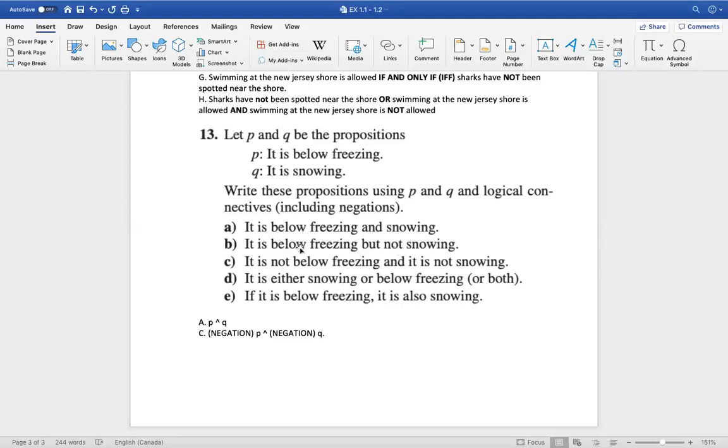Likewise in propositions, we can do the same. So if you go to your slides of exercise 1.1 and see slide number 11, you will see all the different ways of saying something. If we are supposed to do part B, it is below freezing, we know that this is P, but not snowing. It's not that they are happening at the same time, right? So it is saying it is below freezing but not snowing, so it should be P and not Q.